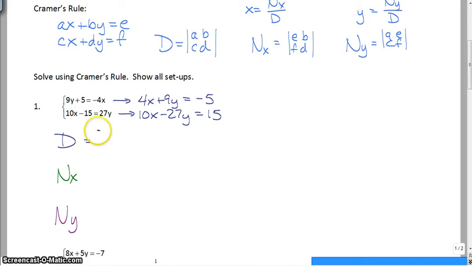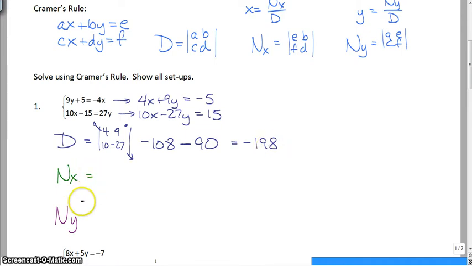To start with D, we just find the determinant of 4, 9, 10, and negative 27. We get that from just the coefficients of x and y. We multiply across starting here. So we're going to get 4 times negative 27, and 4 times negative 27 is negative 108. Minus, now we're going to come back up here. 9 times 10 is 90. So D is equal to negative 198. Okay, now you stop with that for a while.